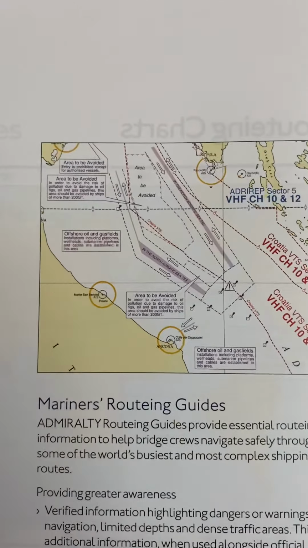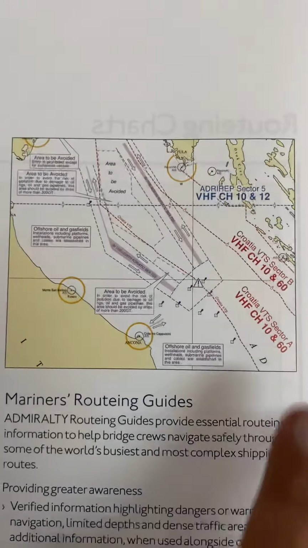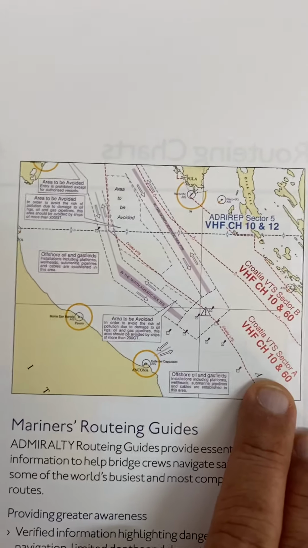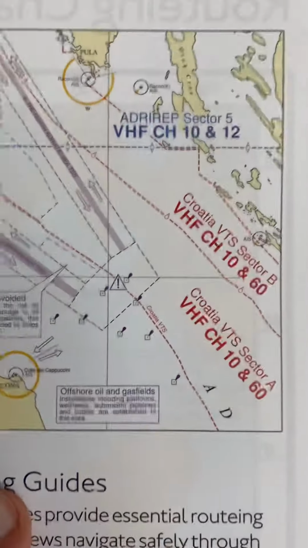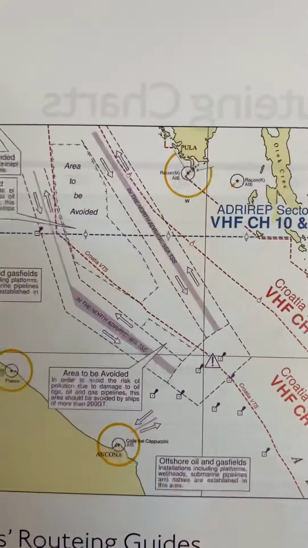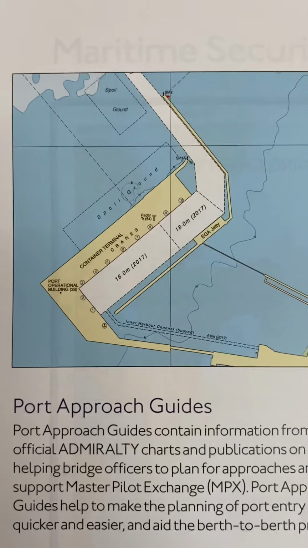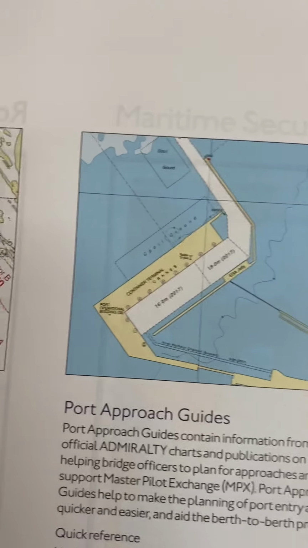Then we have also the Mariner's Routeing Guide, which covers the area, all the reporting points, all the separation schemes, harbor limits, and it indicates everything, all the instructions, where to report, all the coverage lines of the VTS, everything. Then we have the port approach guide. Normally if you don't have a pilot, you need to have this port approach guide.